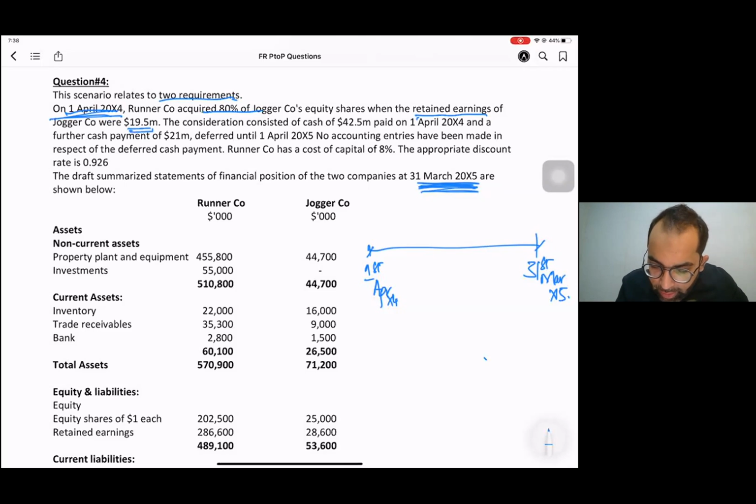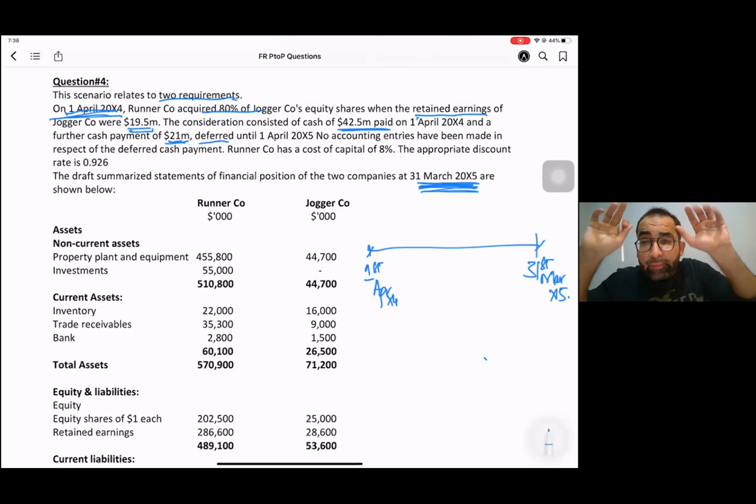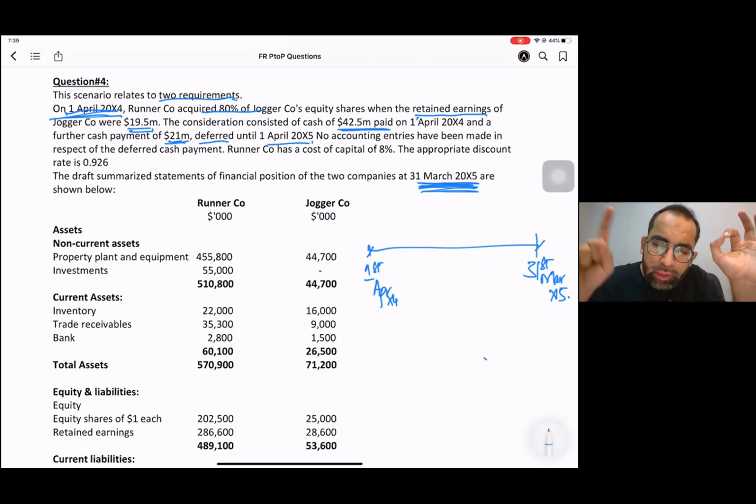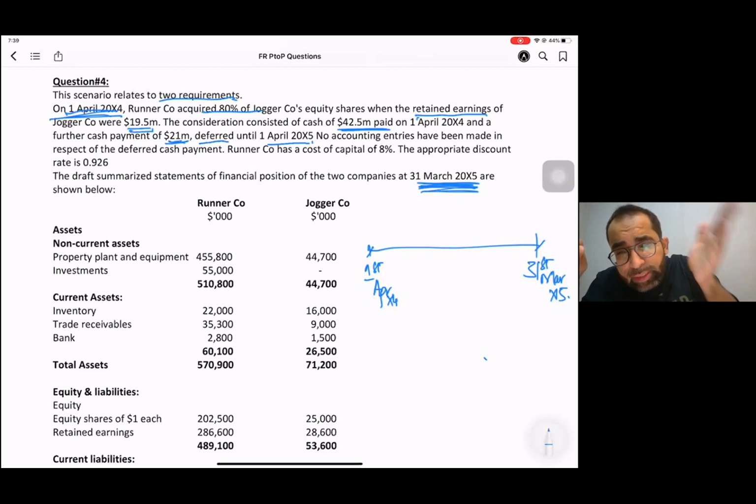Now the consideration consisted of 42.5 million cash, and a further cash payment of 21 million deferred until 1st April X5. So there are two types of consideration in this question. The first one is cash consideration and the second one is deferred consideration.